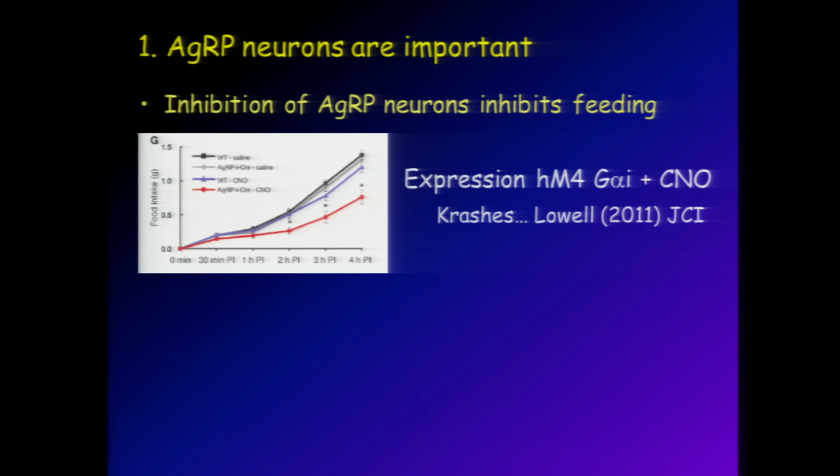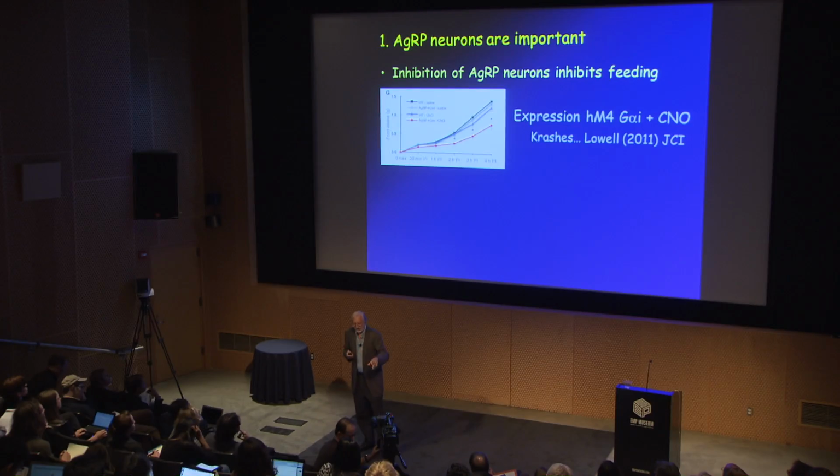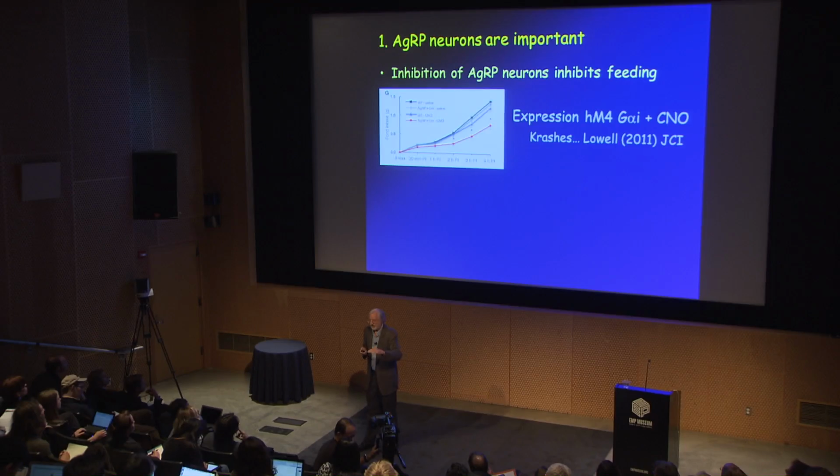Brad Lowell's group at Harvard did the converse experiment. They expressed a modified G protein coupled receptor that they can activate with a synthetic ligand, CNO, and that inhibits these neurons because it's a G-alpha-i coupled receptor. And you can see in the red line that that inhibits food intake.